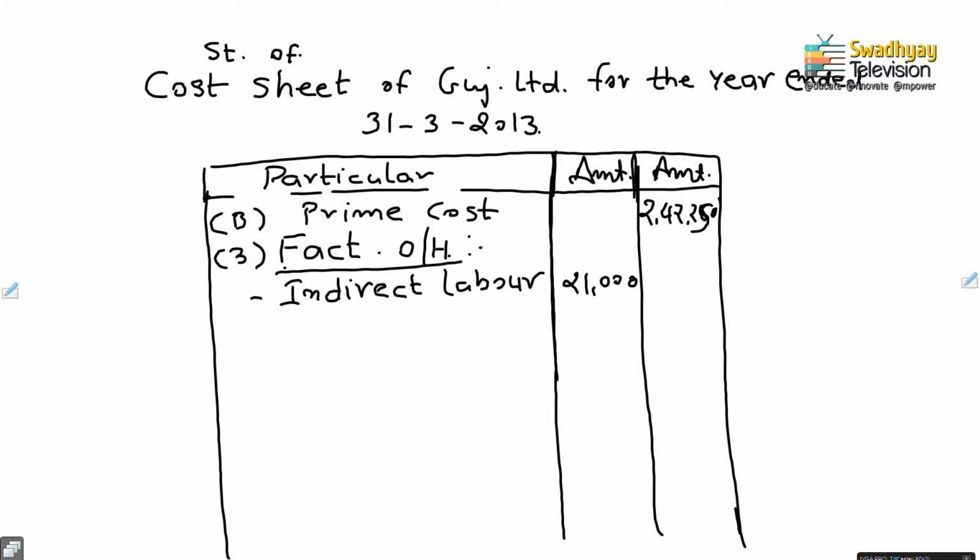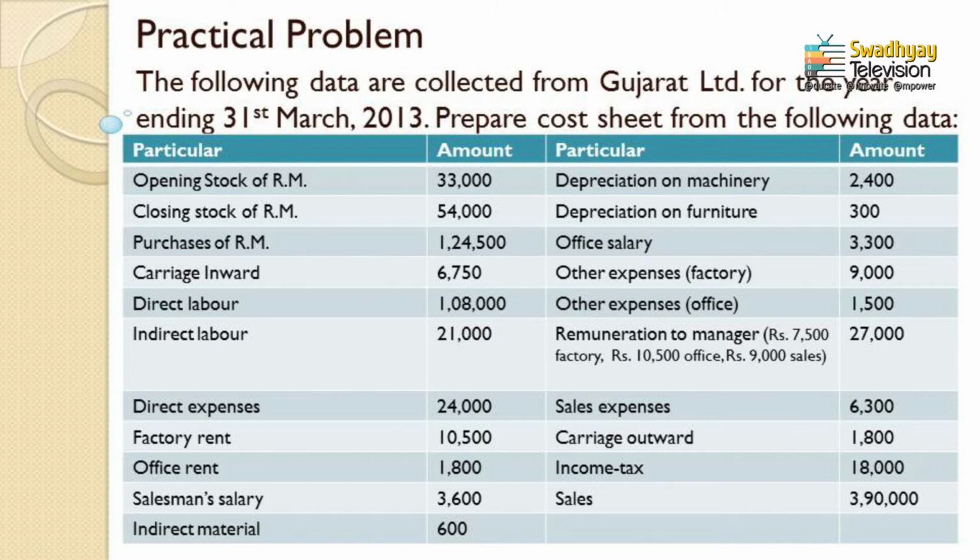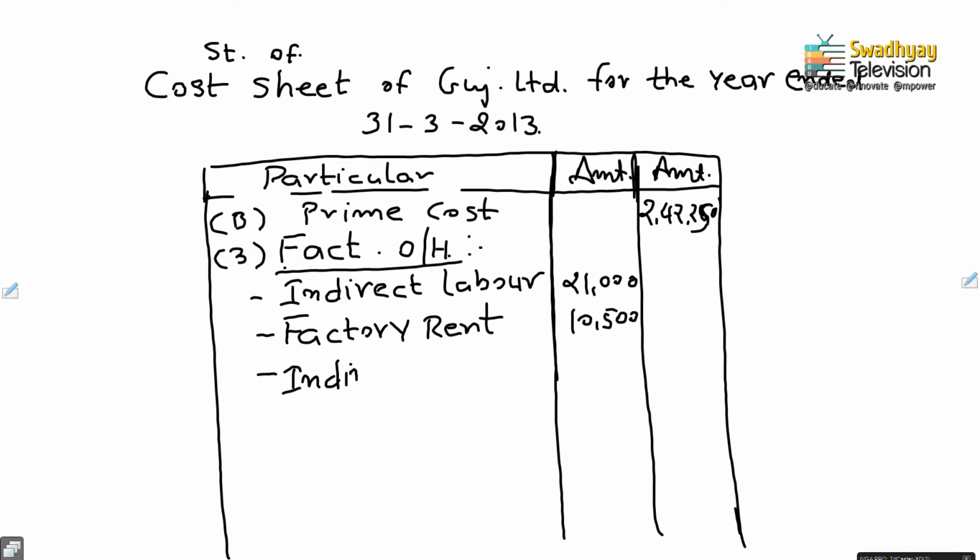After indirect labor, see the next thing in the question, that is factory rent. It is also a part of factory expense, so it would be recorded under the heading of factory overheads, and the factory rent given in the question is 10,500 rupees. See the next item identified in the question, which is regarding factory expense. It is indirect material, given as 600 rupees. So 600 rupees of indirect material is also recorded under the factory overheads.